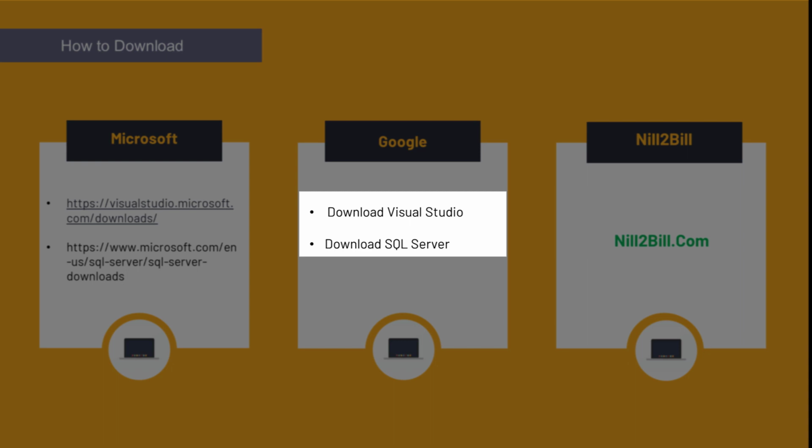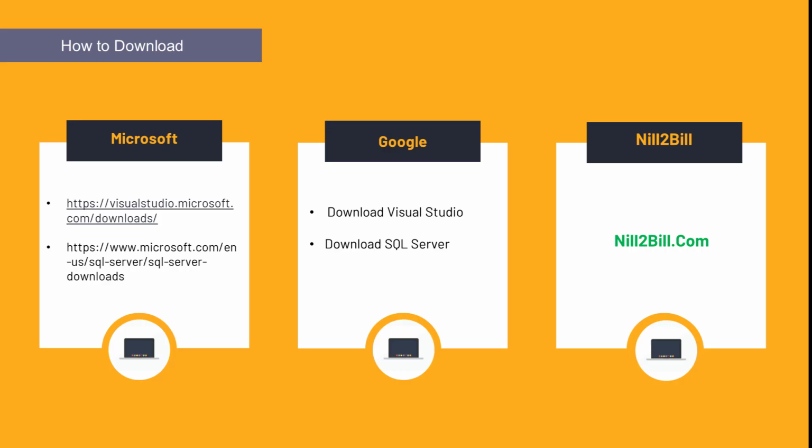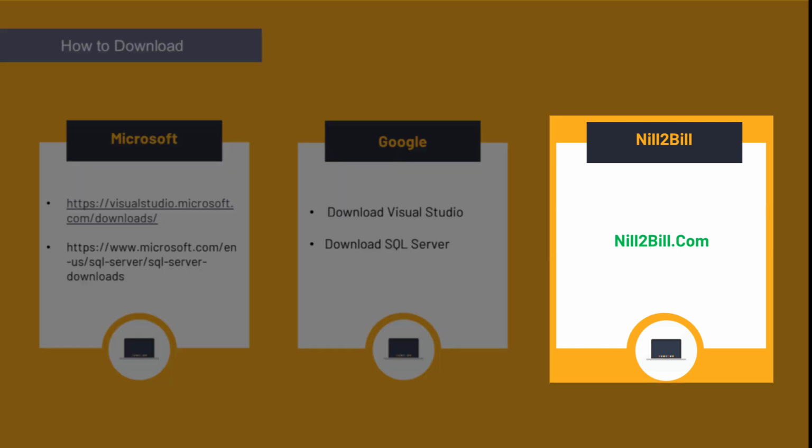Or you could type "download SQL Server" or "download Visual Studio" into Google, plus their version, for example, the 2022 version. The first link leads you to Microsoft, which you can click on and start the download. But the best way is to get it from the nil2bil website.